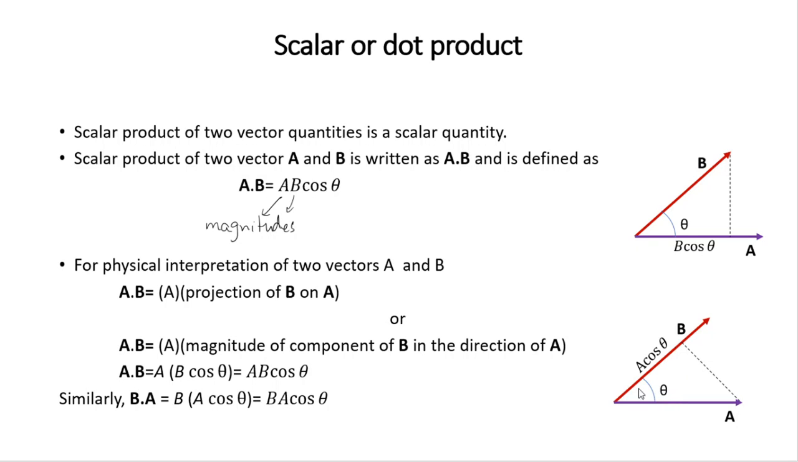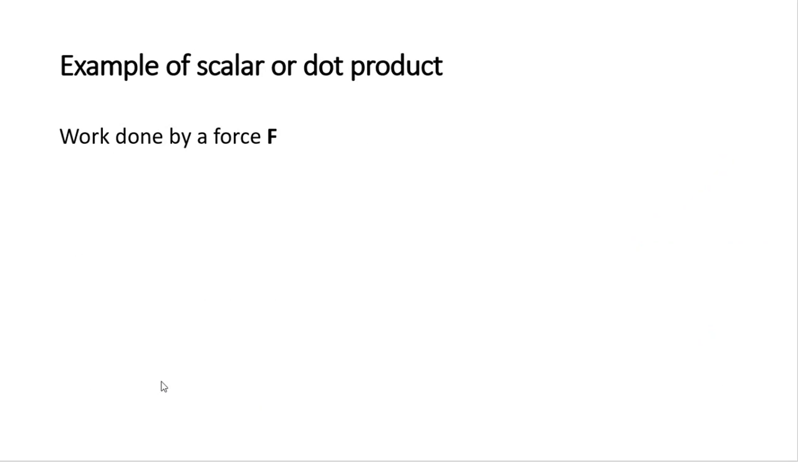Then we can say that a cosine theta is the magnitude of the component of a in the direction of b, which will become b dot a, or ba cosine theta. So these are the two different ways we can write them down. Here it looks like a dot b equals b dot a. There is an example, which is the work done by a force F.